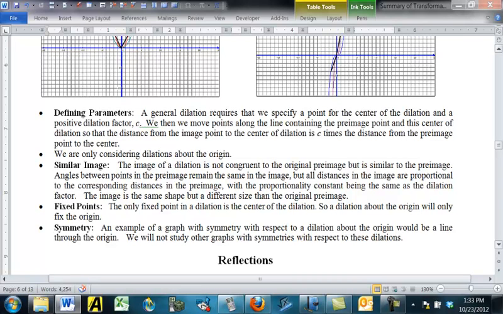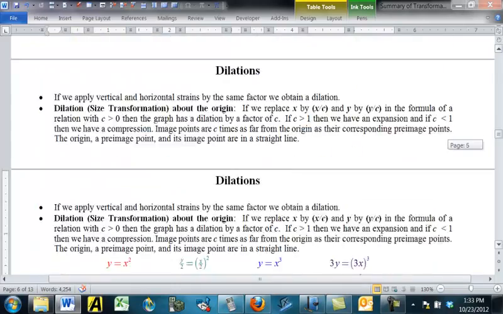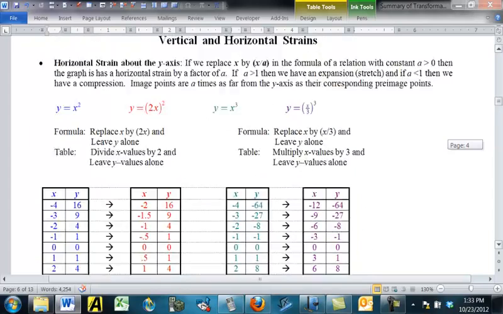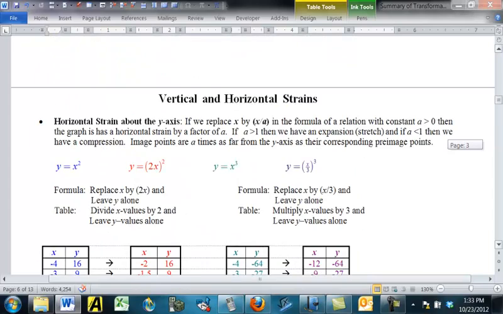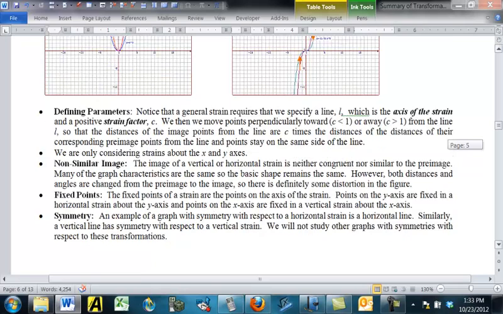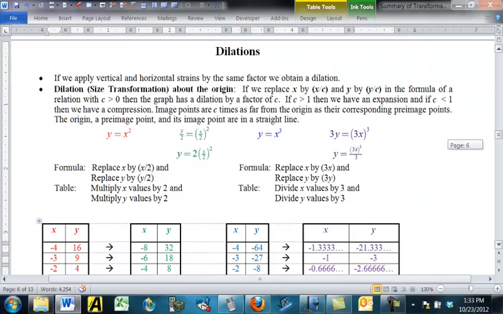So we'll come back in our next video and pick up talking a little bit about reflections. In this one, we talked about vertical and horizontal strains, stretches in the x and y direction, and then dilations, which has a stretch or compression in both the x and y direction, but the same amount. So we get a similar figure.